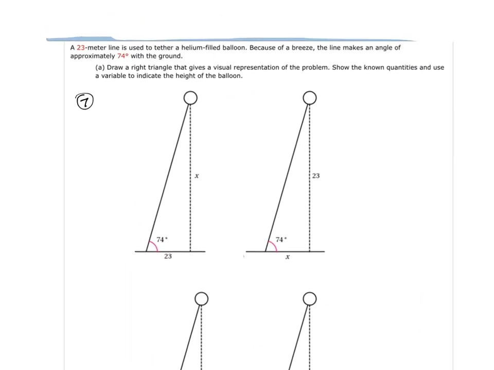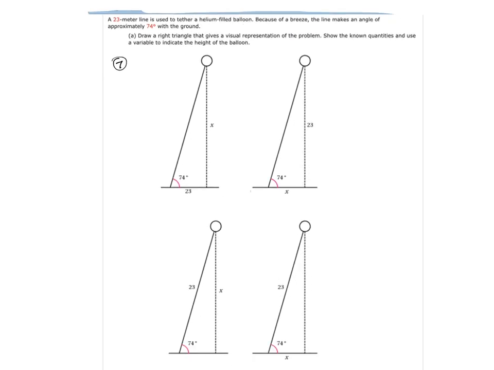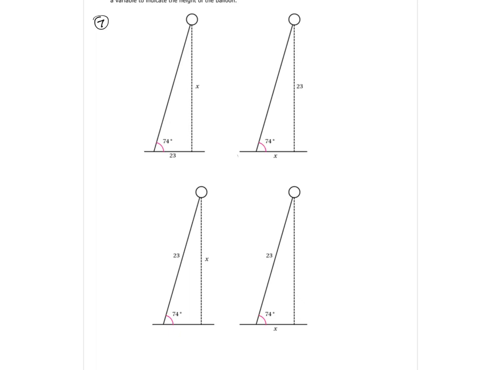You guys are going to have some word problems. I'm not giving you a picture. You need to sketch one. It's real easy though, if you just think about it. A 23 meter line is used to tether a helium filled balloon. Because of a breeze, the line makes an angle of approximately 74 degrees with the ground. Which picture is correct? Top right, top left, bottom right, bottom left.